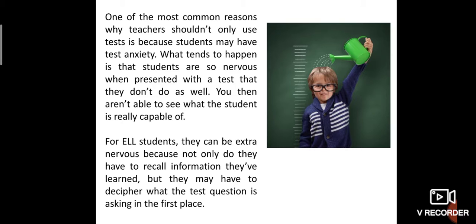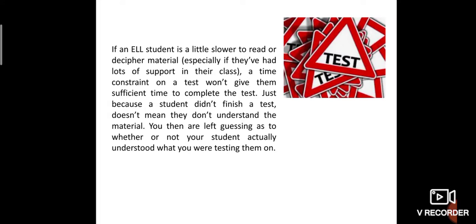So it's really important to consider the framework if we are teaching ELLs. If an ELL student is a little slower to read or to decipher materials, especially if they have had lots of support in their class, a time constraint on a test won't give them sufficient time to complete it. Just because a student didn't finish a test doesn't mean they don't understand the material. You are then left guessing whether your student actually understood what you were testing. So with timed exams, we can really say there is a little bit of bias, because although the student is knowledgeable, they get pressured by time. It is said that there should be speed and accuracy, but if we are testing for proficiency in language, we give time.